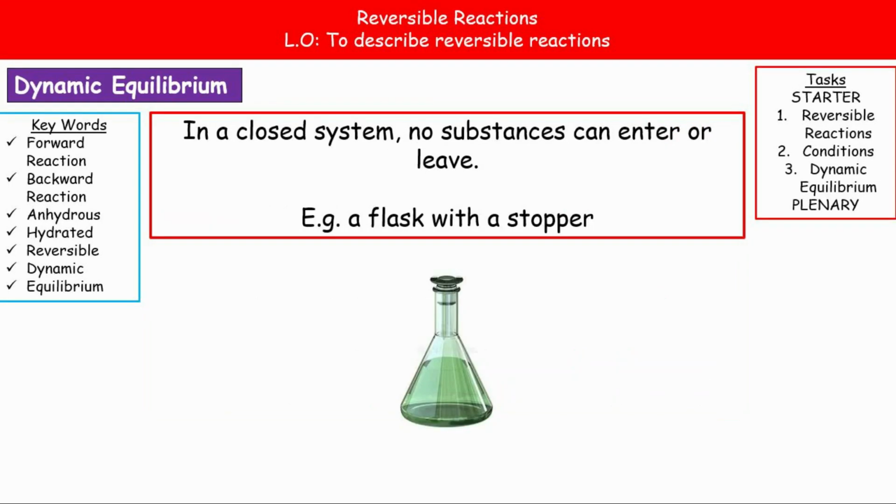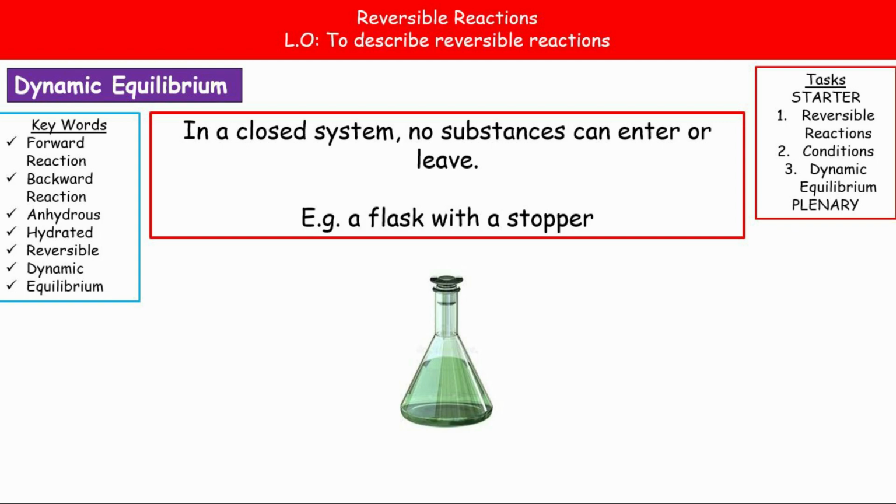The last part of today's lesson, we need to consider a situation called a dynamic equilibrium. But before we can do that, we need to understand what we mean by an open and a closed system. When we talk about a closed system, then this is one where no substances can either enter or leave.